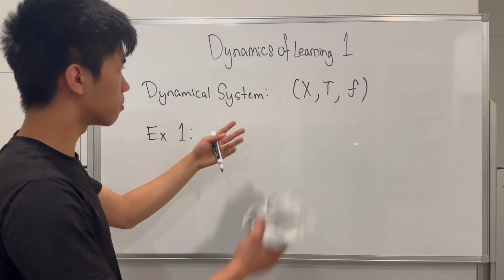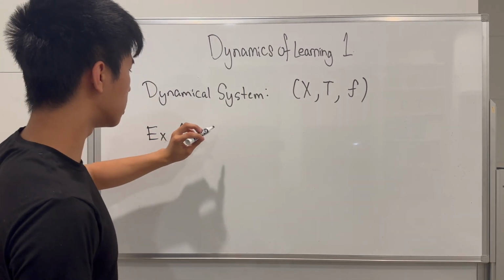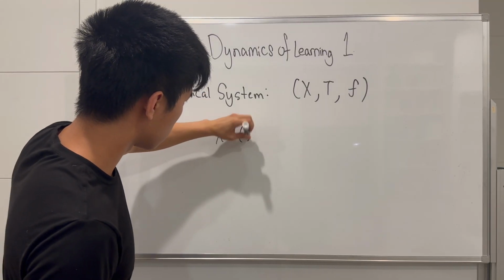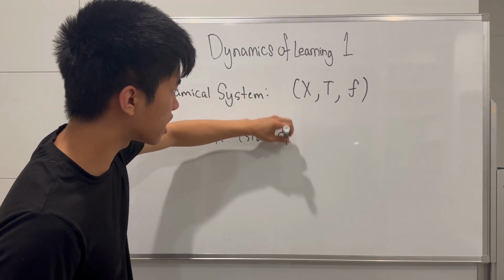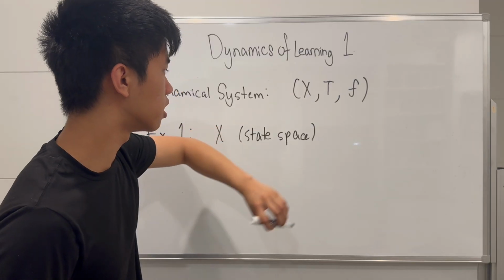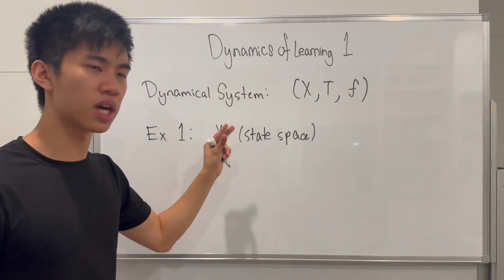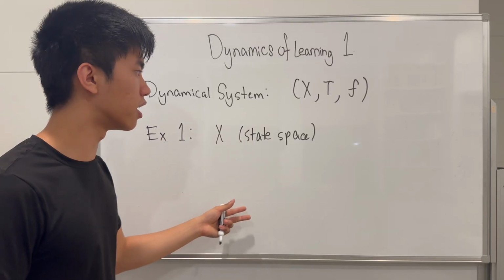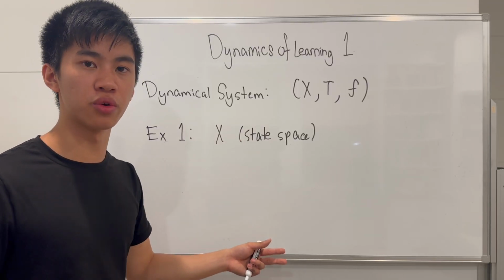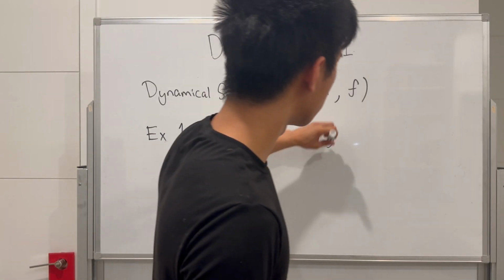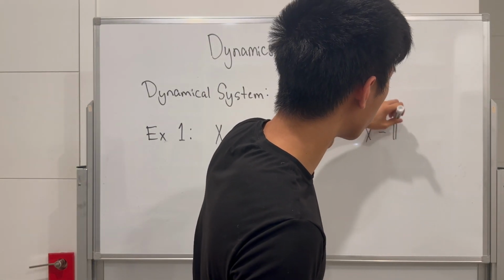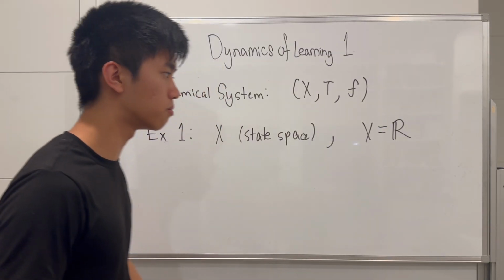So, X, the state space, it's the set of all possible states that a system can take. And so, for example, in the cosine example, the system that we were using was a calculator, and the calculator can occupy any real number. So really, the state space is the entire real line, okay?